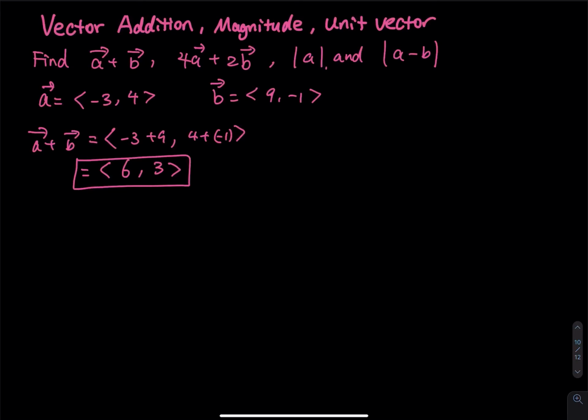And then the 4A plus 2B. So we have 4 times vector A plus 2 times vector B. So this one, the 4 and the 2, we call them scalar multiples.